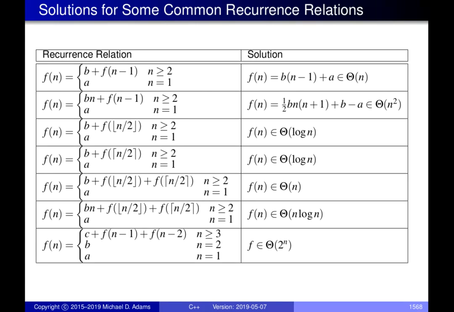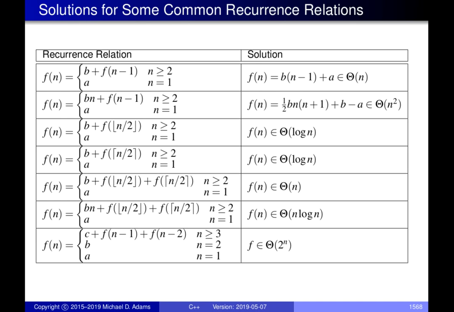Anyway, I've listed some solutions for some common recurrence relations here, and I've been very careful to include floors and ceilings just to make sure things are strictly speaking correct. But if you ignore it, the good news is a lot of the time you kind of get away with it. You just stumble on the right answer. It's just that your justification is not valid.